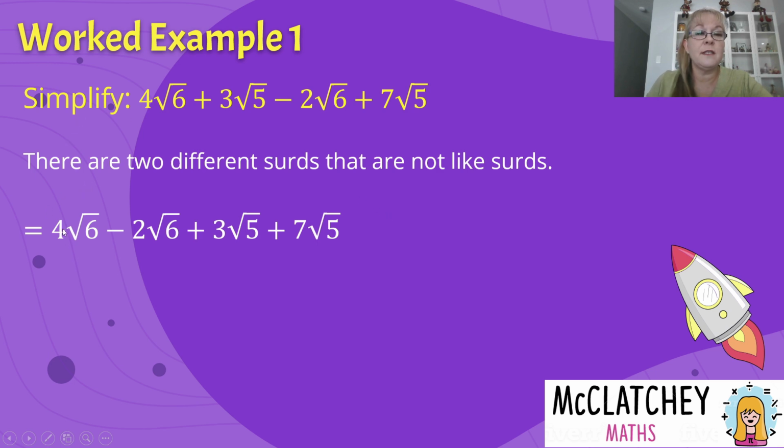So now my focus is just the coefficients. 4 take away 2 is 2 root 6. 3 plus 7 is 10 root 5. And I cannot simplify that any further. If I could, I should be looking at these numbers here and seeing if I could simplify that. And for more information on how to do that, watch the previous video.